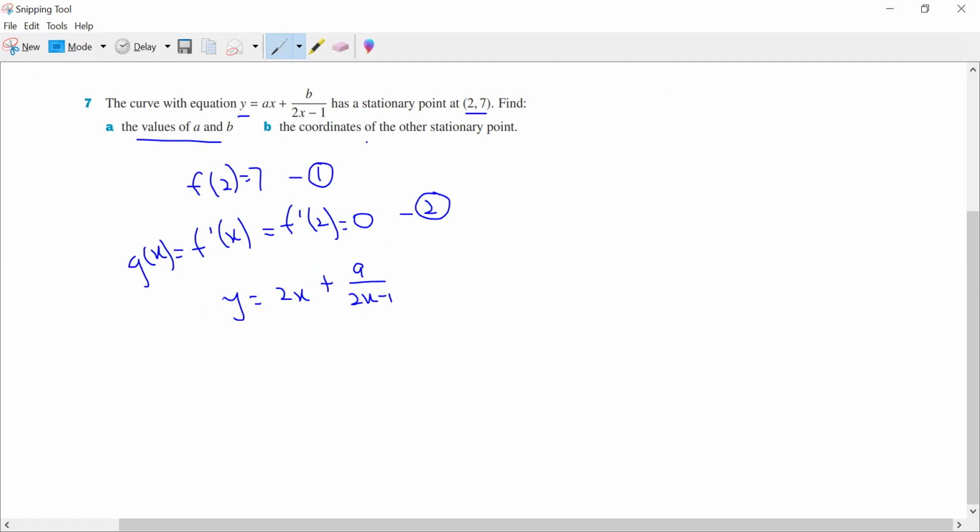And for part B, it's the coordinates of the other stationary point. So basically, there should be more than one stationary point. We'll use the calculator to quickly find the other stationary point. All right, so let's jump back to our calculator.